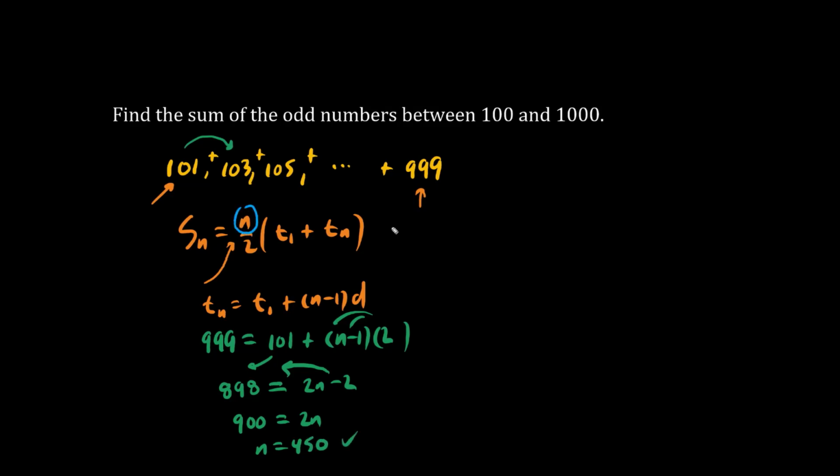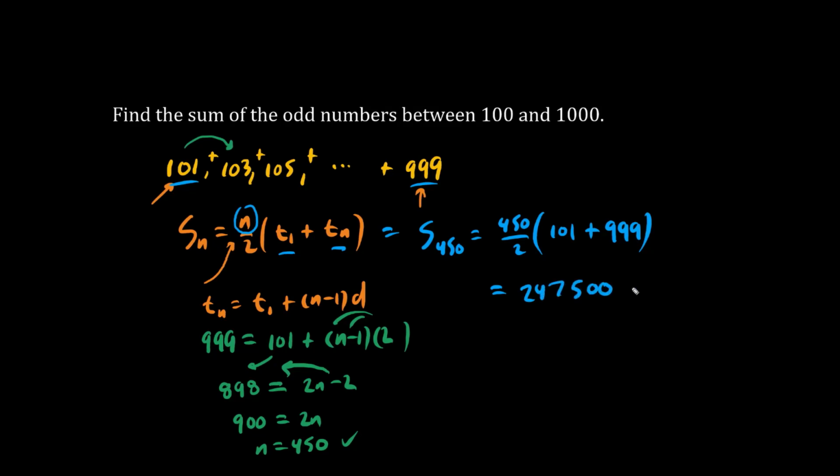We now have n. So S, the sum of 450 terms, is 450 divided by 2, (t1, which is 101, plus tn, which is 999). Using a calculator, the sum is 247,500.